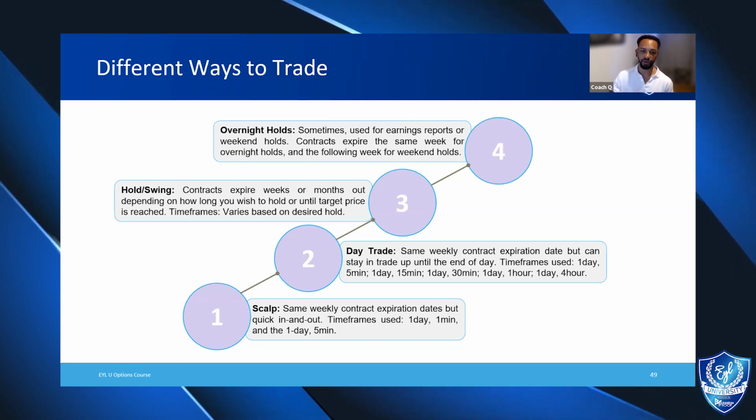So essentially, you're expecting to hold the trade overnight and see it move in the direction that you're hoping for in that time frame. So at a high level, these are the 4 ways to trade, depending on how committed you want to be as it relates to that time frame.